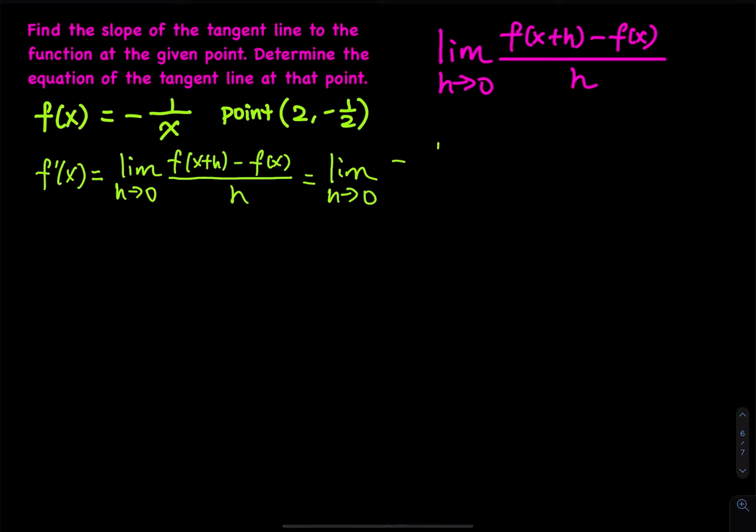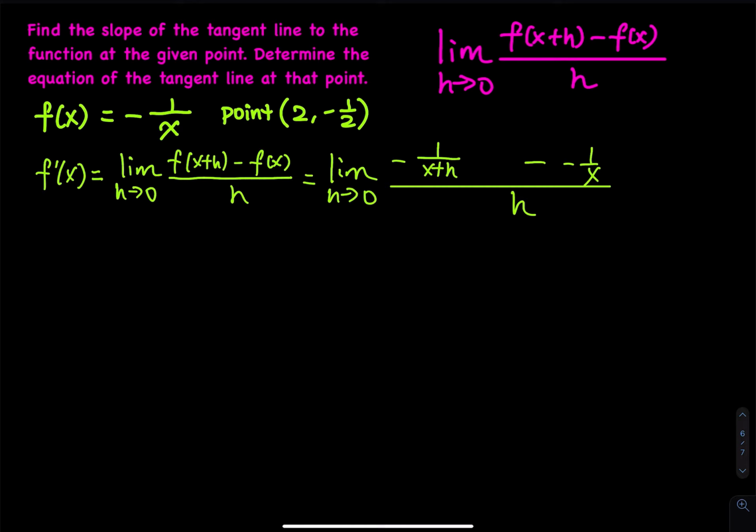Negative 1 over x plus h, and then minus f of x, so that will be minus negative 1 over x, and then we divide that by h. And then what comes next? The next step is we would like to get a common denominator, because we are trying to subtract two fractions, so a common denominator is necessary.